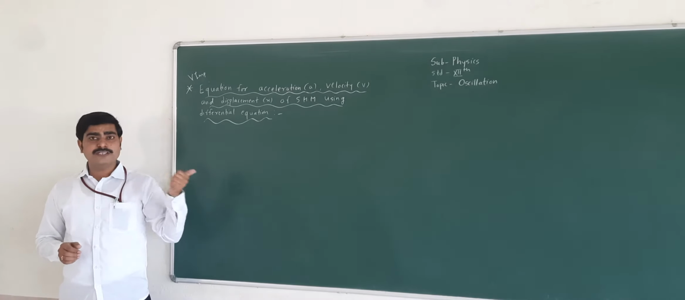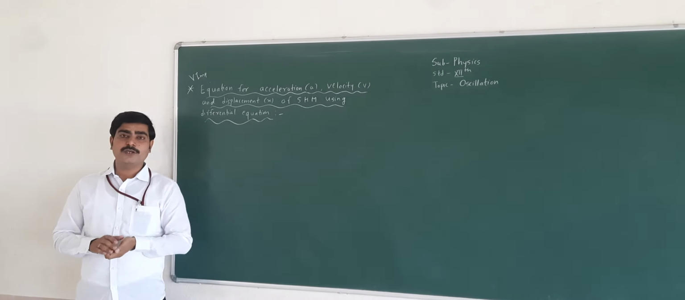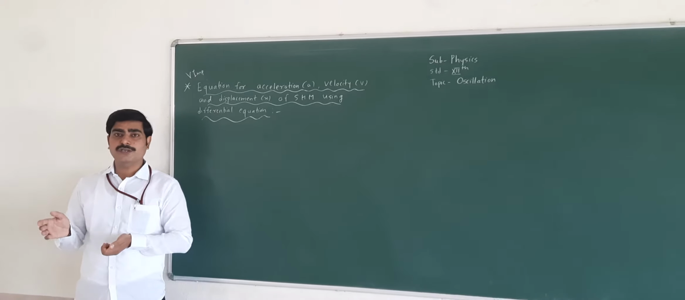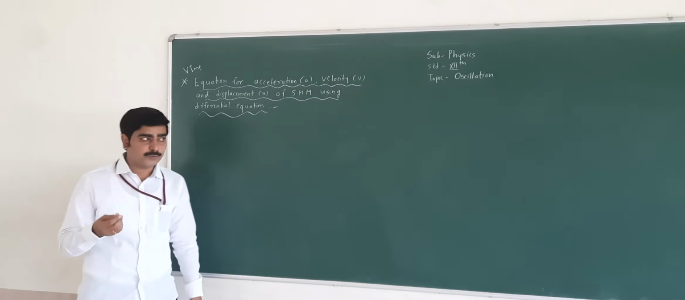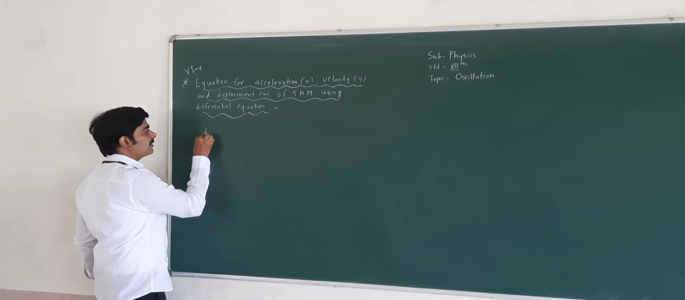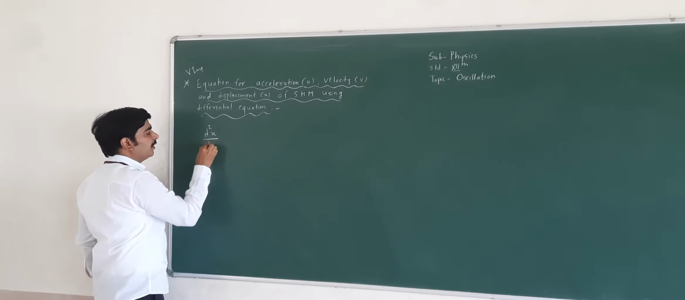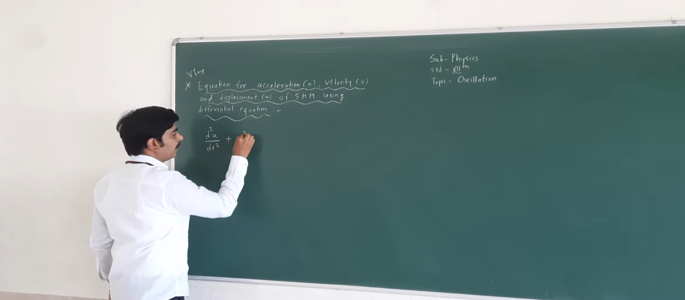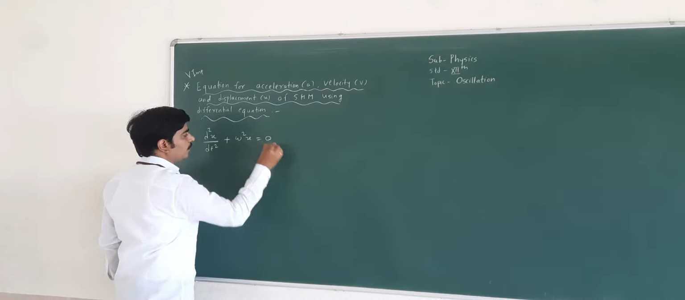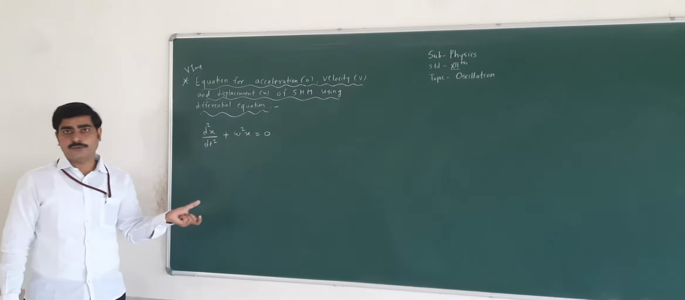Friends, before we begin this equation, we have studied the equation of the differential equation in the last period. So first we have to recall that equation. So what is the differential equation? d2x upon dt square plus omega square x is equal to 0. So this is a differential equation.